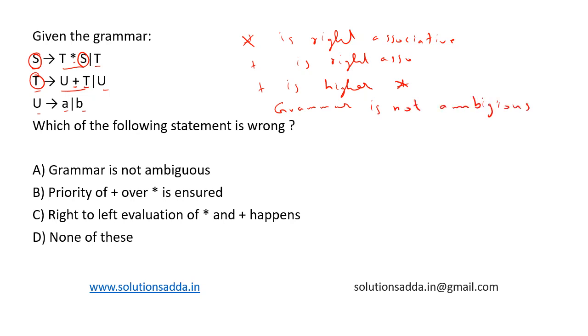Now let's see the following options. Which of the following statements is wrong? This is the question. Grammar is not ambiguous. This statement is correct. Priority of plus is higher than that of star. That is also correct. Right to left evaluation of star and plus happens. That is also correct. So none of the options is the correct answer.